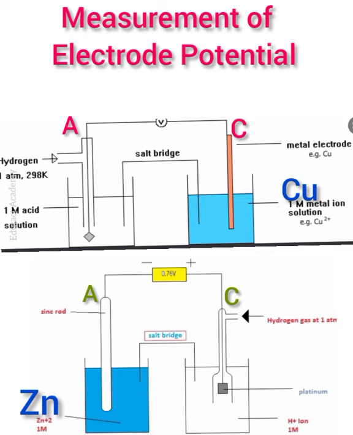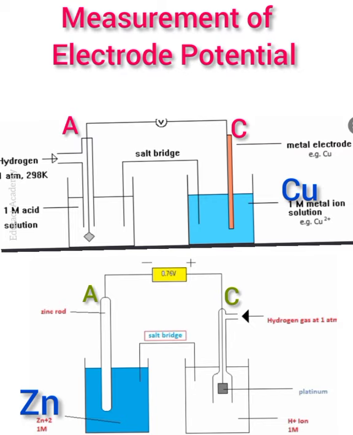Next is measurement of electrode potential. To find the potential of an electrode, the electrode is coupled with standard hydrogen electrode to form a cell. The type of reaction taking place at standard hydrogen electrode depends on the nature of the electrode with which it is coupled. So, standard hydrogen electrode can act as both cathode and anode depending on the nature of the electrode with which it is coupled.